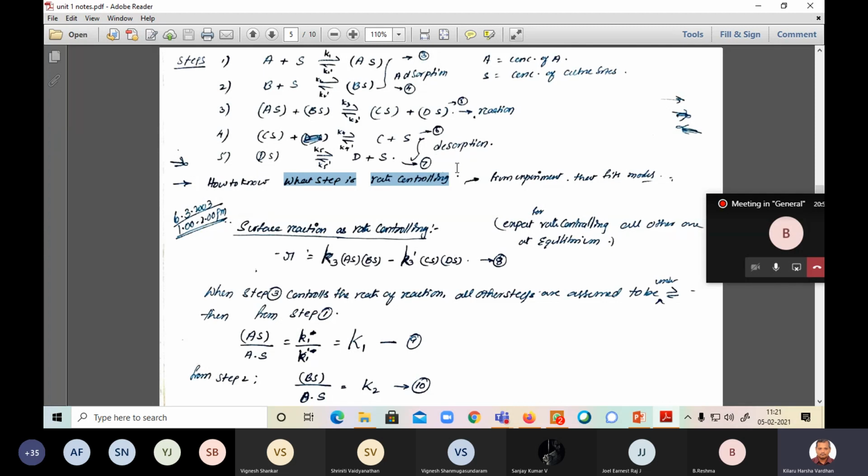But how do we know? We do it from experiment. We do an experiment, and the experimental results will be fitted into the models to tell which step is controlling, right? Some of you can be asked in interviews how you can know that a particular step is rate controlling. Without doing an experiment, you can never tell which is controlling. Okay, that is one important question, right?